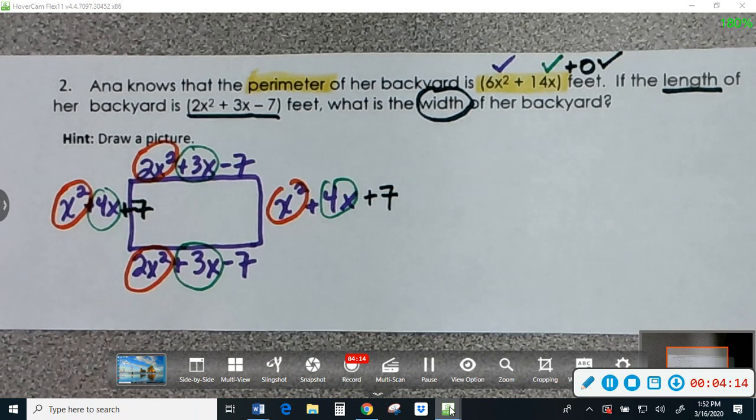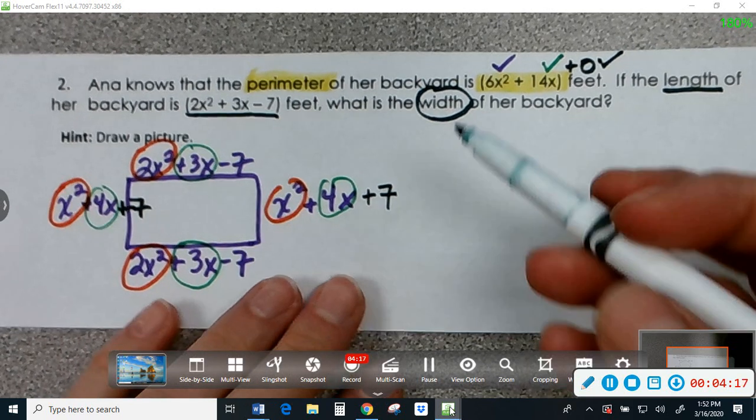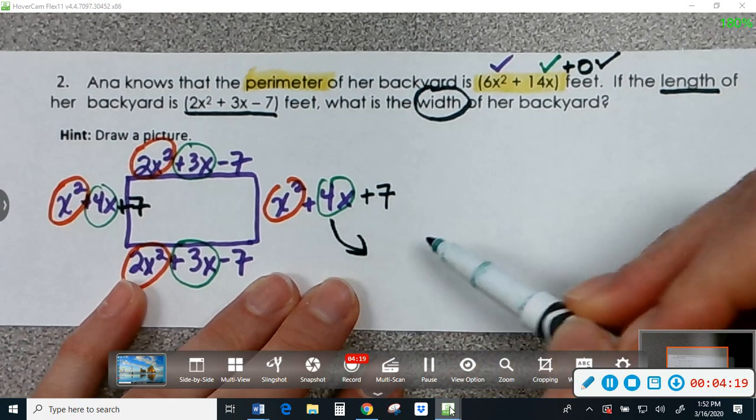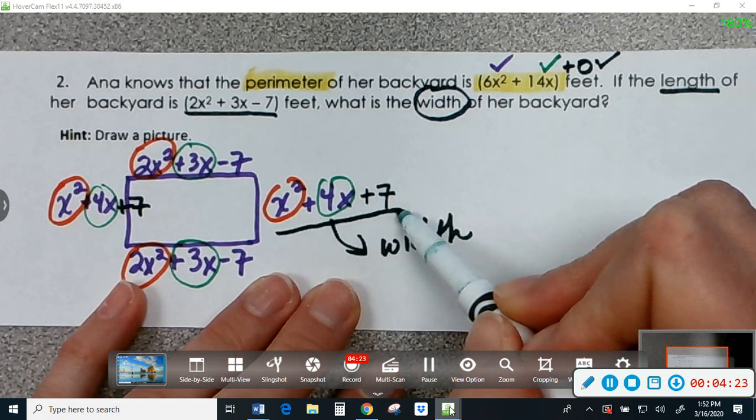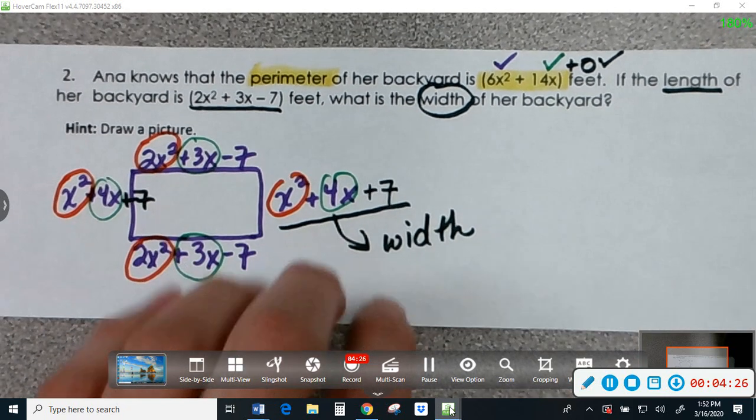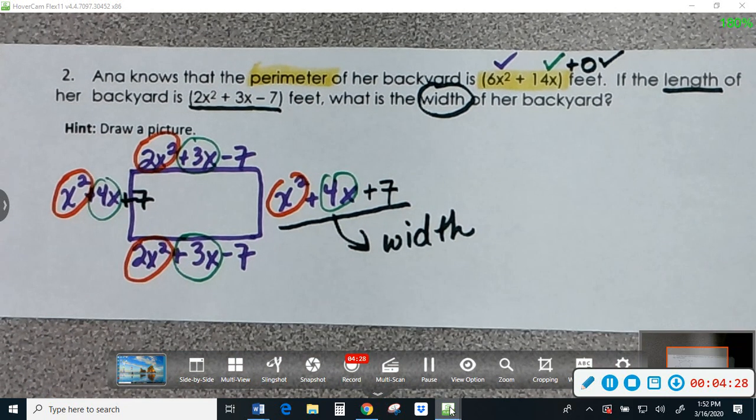Okay? And now I know that my final answer is right here. This is my width, x squared plus 4x plus 7, which is exactly what I was asked to find.